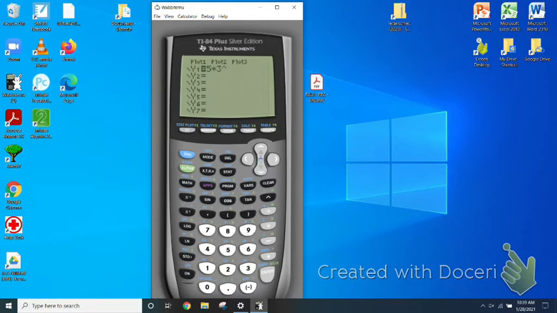I'm going to hit open parenthesis. And we don't have an N button, so we're going to use our X button. Our X button is right on that top left. It says X, T, theta, N. So we're going to hit that X button. And we're going to hit X minus 1.